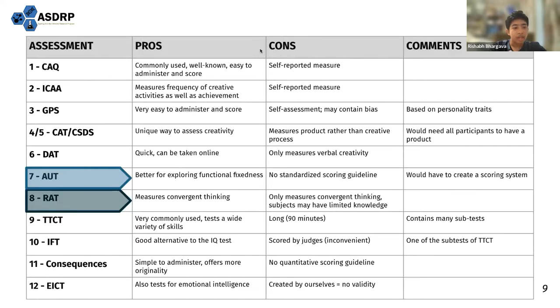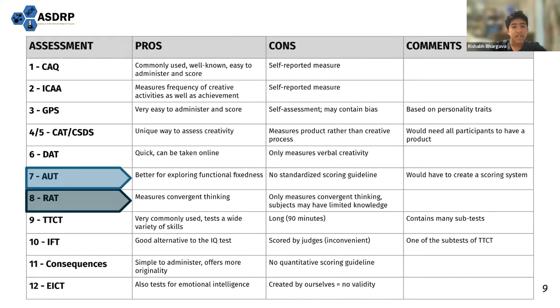So for the one we're later doing in this presentation, we have created our own scoring system, and that'll be mentioned later. Next, we have the RAT test, which measures convergent thinking, and it's pretty good at doing that. However, it only measures that. As such, it can't be used for more than just a simple test. Third, we have the TTCT, which is one of the biggest tests used in measuring creativity. However, it's one of the longest tests, adding up to 90 minutes, meaning that someone taking that test could be fatigued really easily.